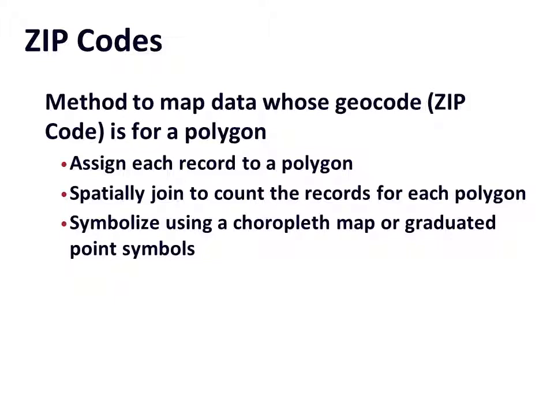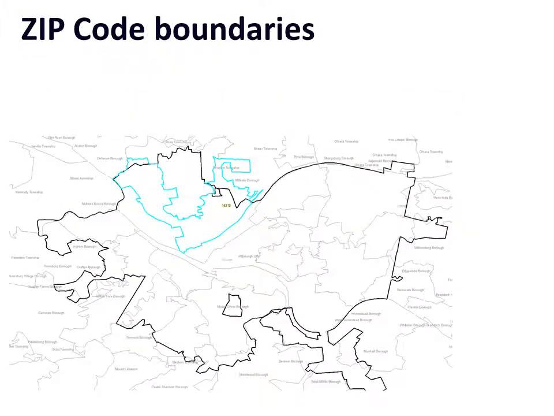There's nothing extraordinary about choropleth or graduated point symbols. There's lots of ways you could utilize this data. This just happens to be more of what they're doing in the examples in the textbook. Zip code boundaries is just a map showing how they're kind of set up.